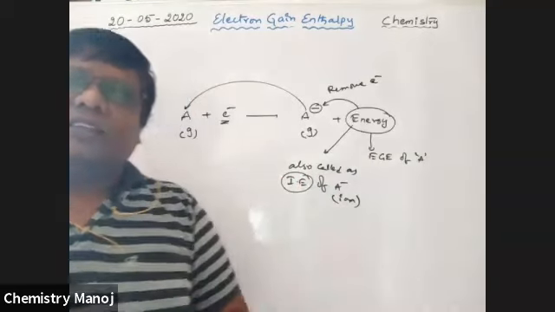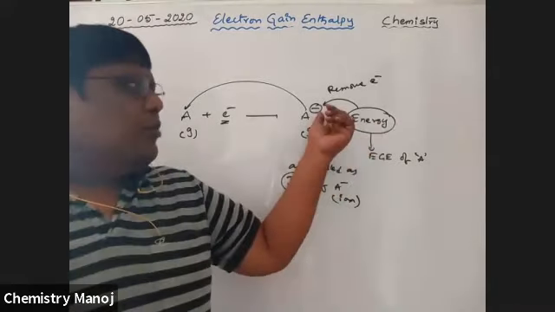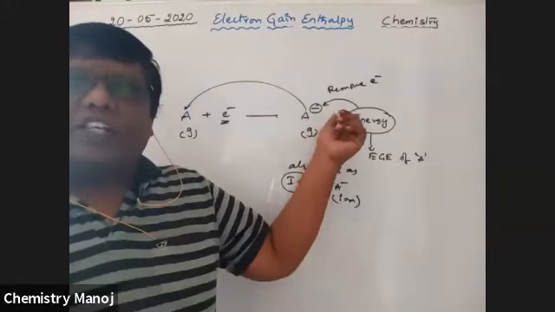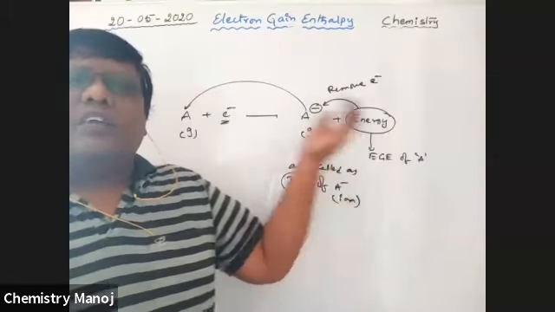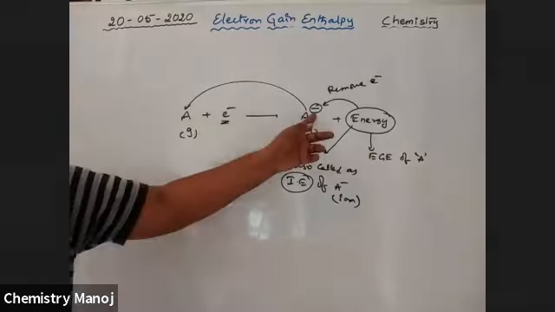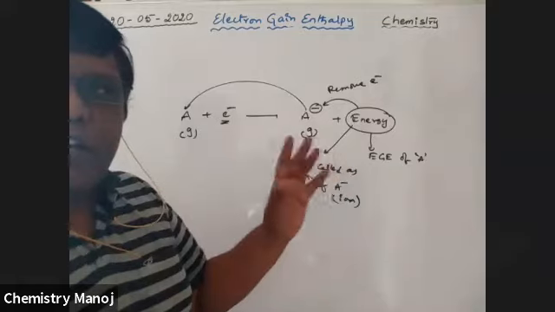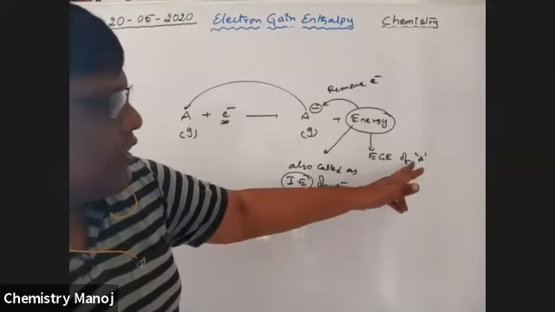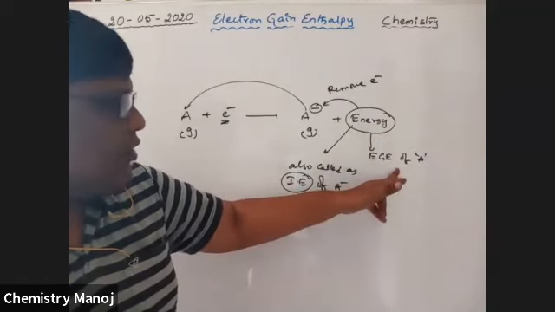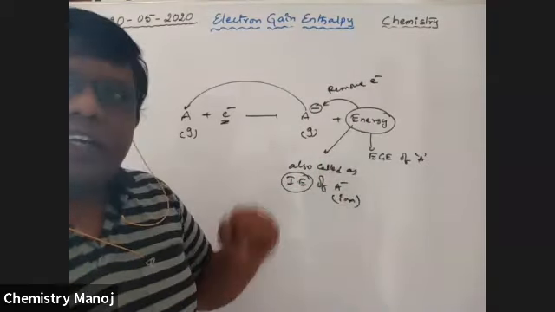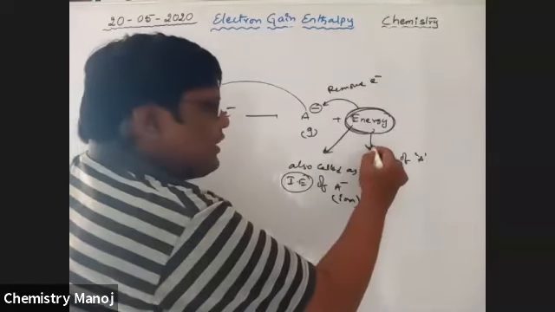Is this correct? That was yesterday's class: the energy required to remove an electron from the outermost orbit of a gaseous neutral atom or negatively charged ion, whatever it may be. So the electron is removed and it converts to A. That means the magnitude of electron gain enthalpy of A is equal to the ionization energy of A minus. The same energy value is used either way.